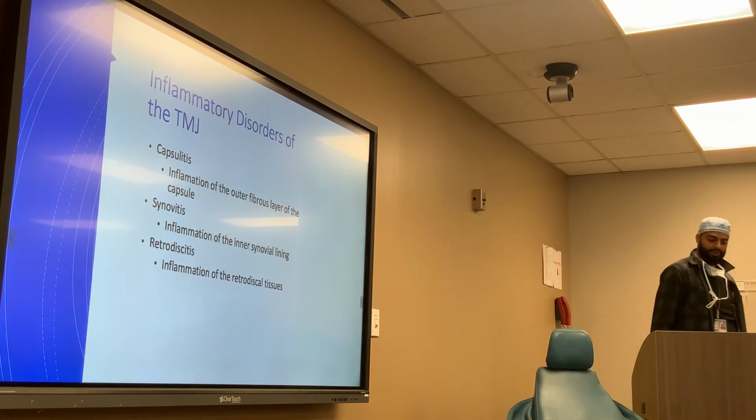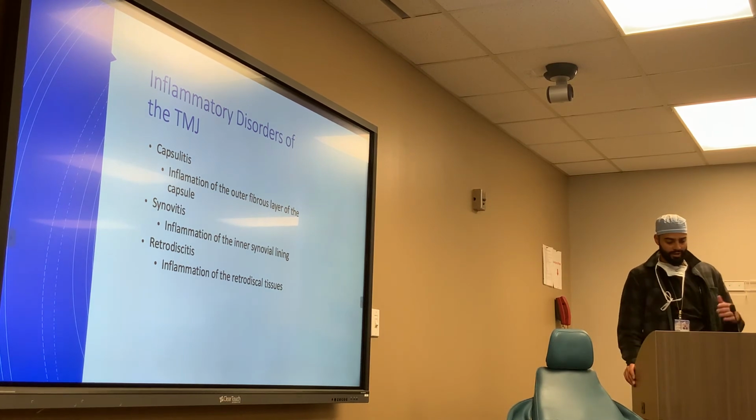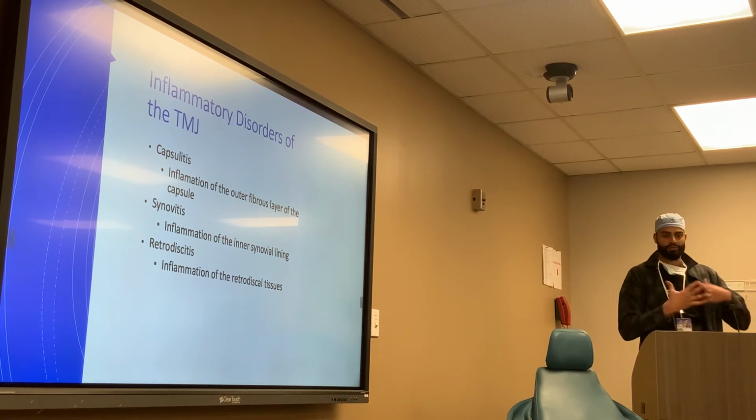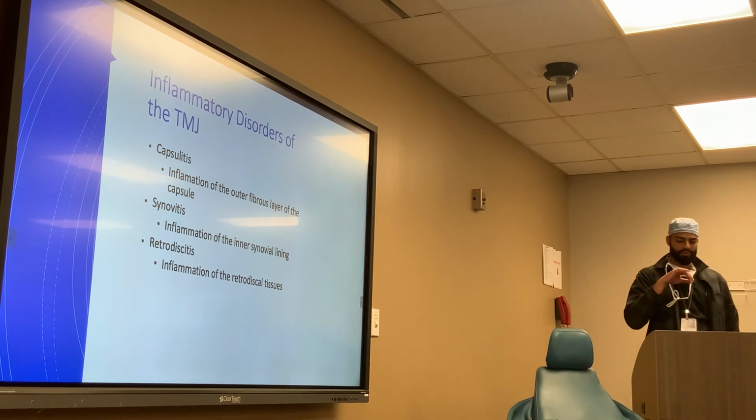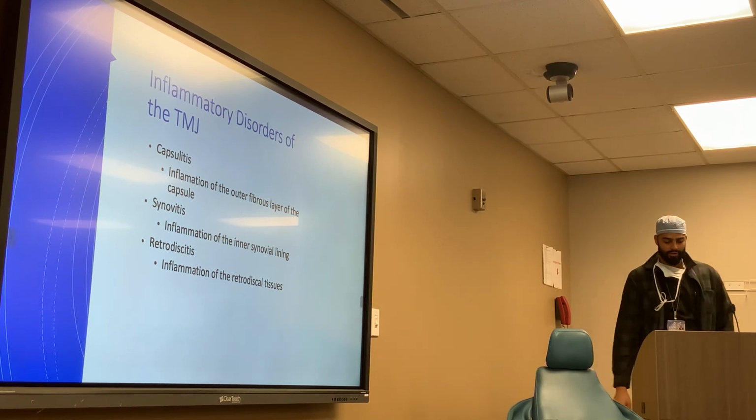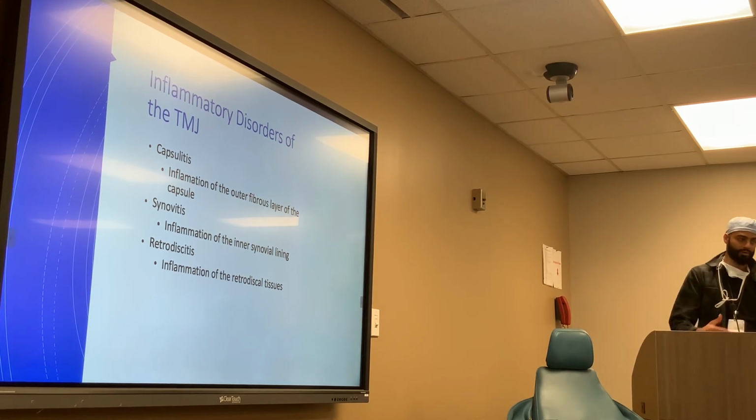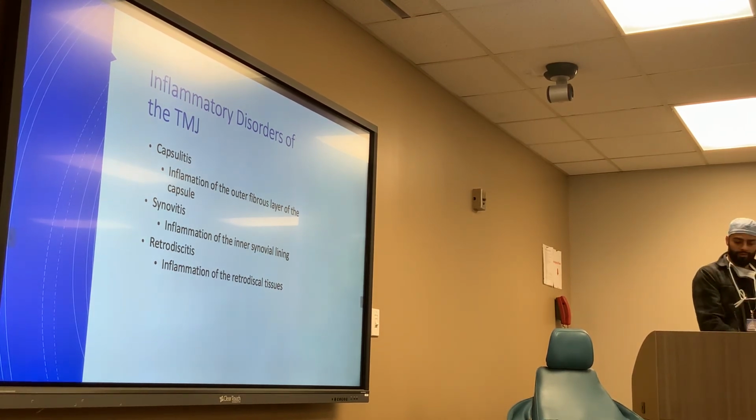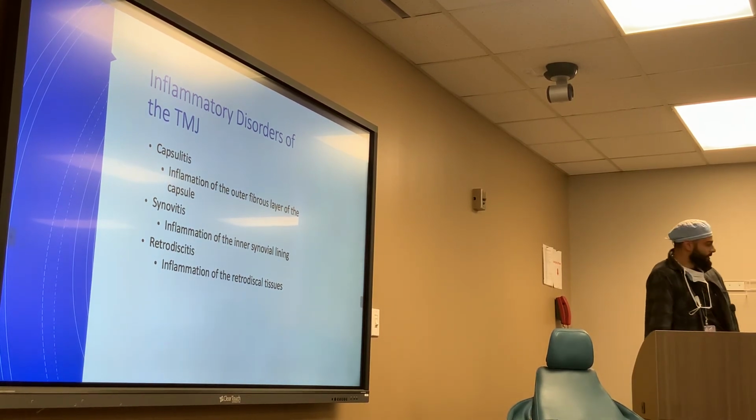So what are some inflammatory disorders of the TMJ? We have capsulitis, which is inflammation of the outer fibrous part of that capsule. Synovitis: any joint has synovial fluid, right? So sometimes there can be inflammation of that fluid. And then retrodiscitis: we have that disc, right? Sometimes the tissue around that area can be very inflamed. So it's important to know that there are three kinds of inflammatory disorders of the TMJ. One involves the tissue of the capsule. Sometimes it can involve the synovial fluid. Sometimes it can involve that disc area, what we call retrodiscitis.